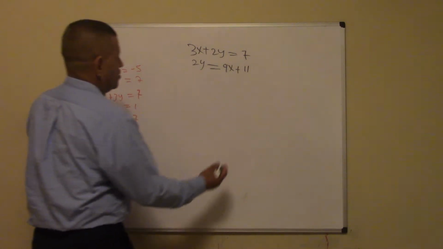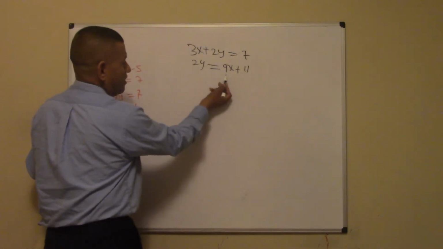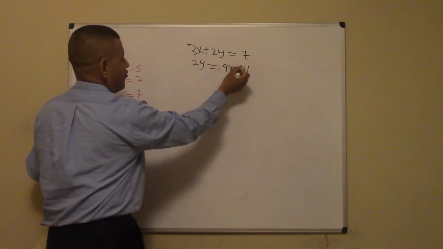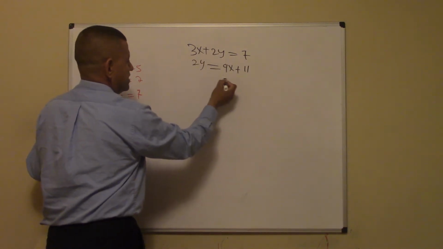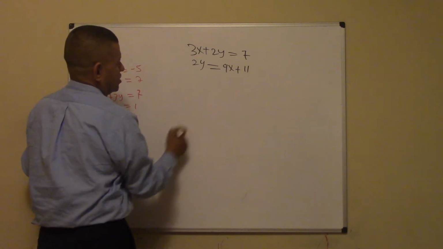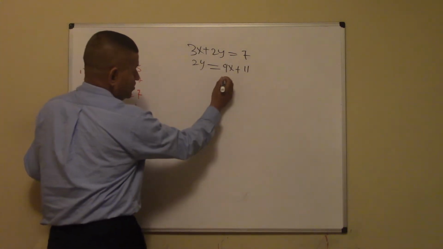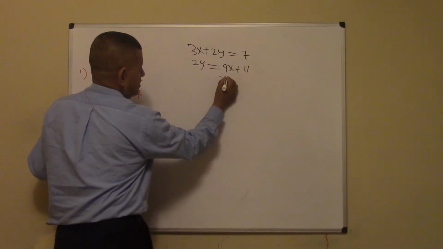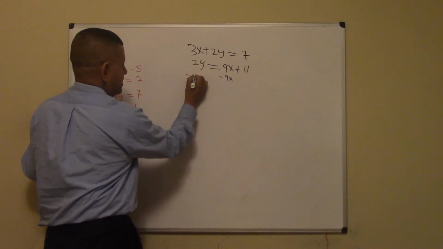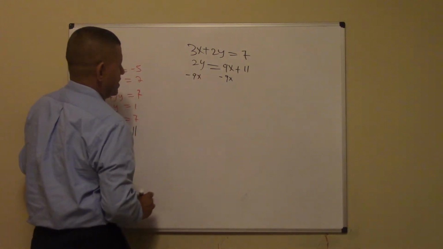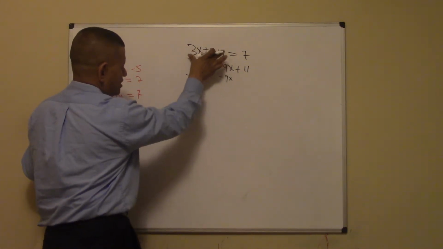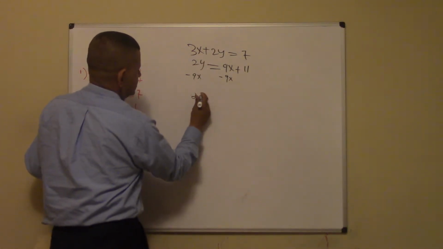Okay. So in this case, this one is already in the right form. This one is not in the right form, so I need to get it into the correct form, right? So I want to subtract 9x on both sides here. So when I do that, I will write these two equations down here.